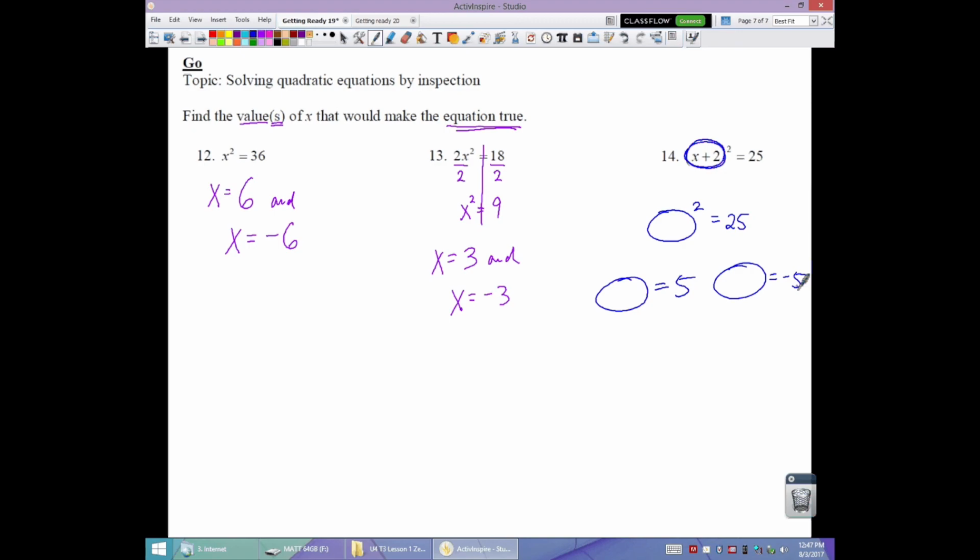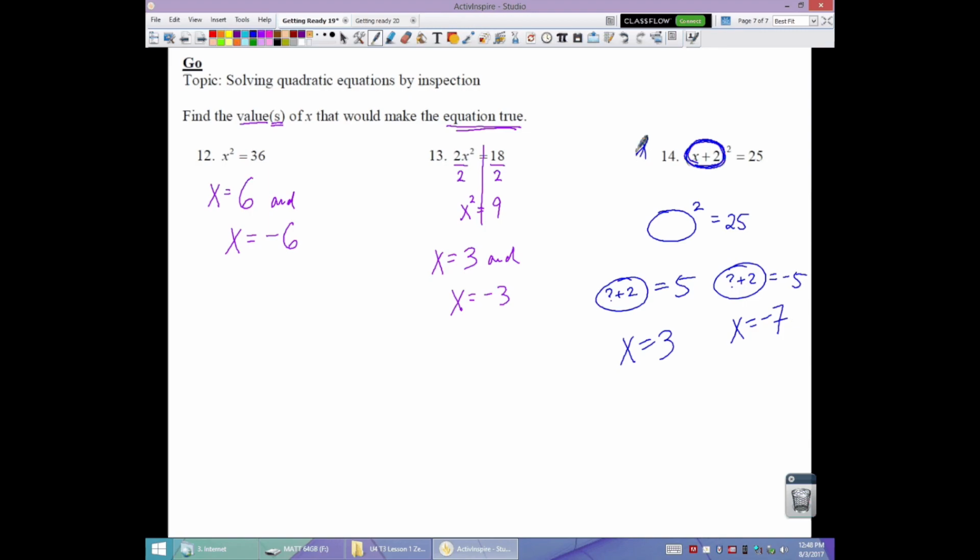But I wasn't looking for the oval. I'm looking for what x plus 2 is. So what number would I have to add to 2 to make it equal 5? Well, 3 would work. But to get negative 5, what number plus 2 is negative 5? That would be negative 7.